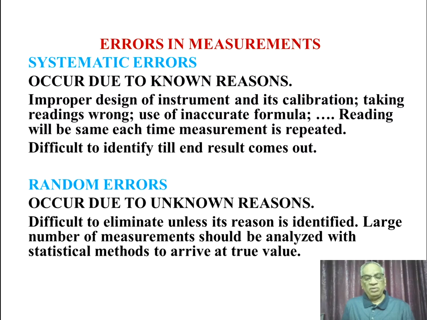So what do you do when you cannot do anything? You take a number of measurements. When you do a number of measurements of the same physical quantity, you will get different values because the error is in random conditions. So you take a large number of measurements and then apply statistical methods to arrive at the actual value of the physical parameter, whatever you are measuring.